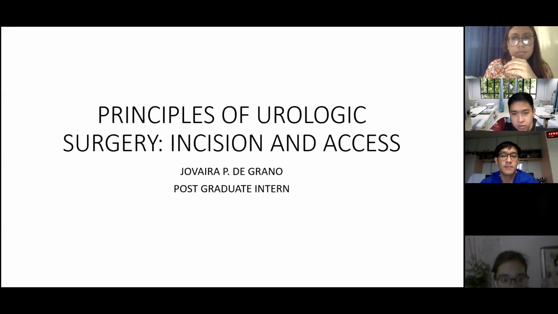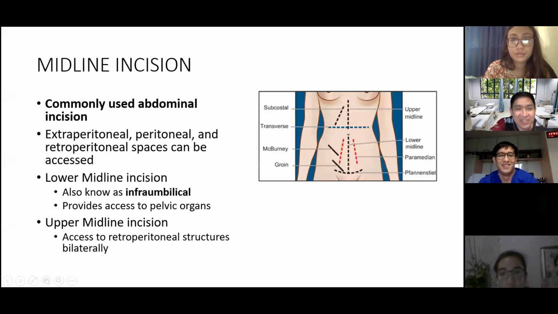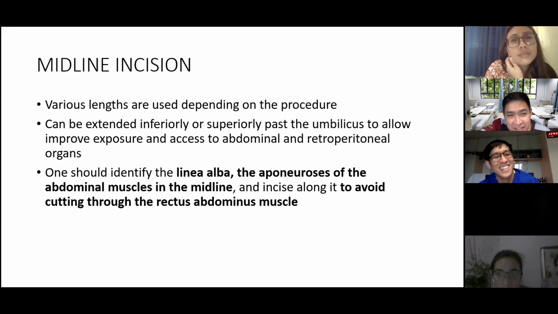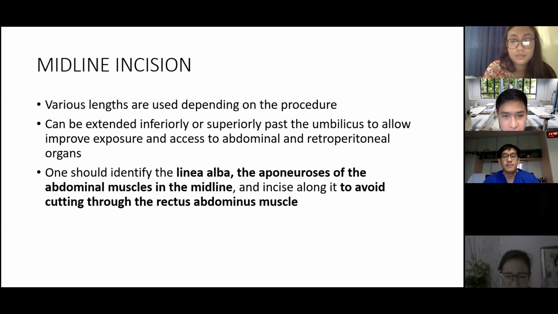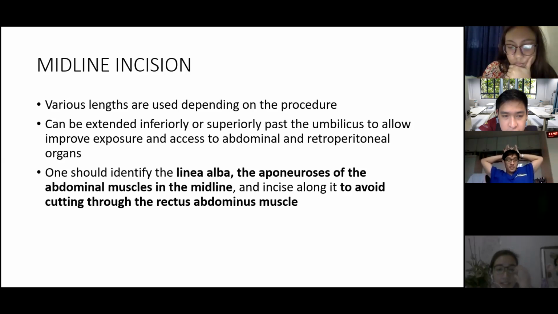And the upper midline incision here gives access to retroperitoneal structures bilaterally. Various lengths are used depending on the procedure. It can be extended inferiorly or superiorly past the umbilicus to improve exposure and access to abdominal and retroperitoneal organs. Also, one should identify the linea alba between the abdominal muscles in the midline and incise along it to avoid cutting through the rectus abdominis muscle.